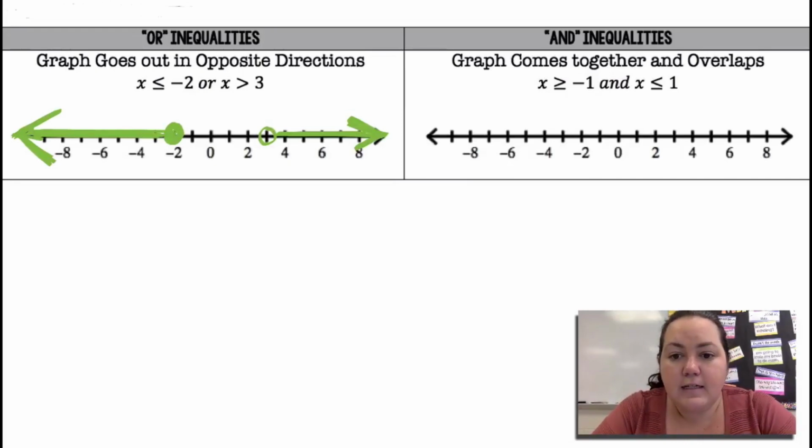If it's an and separating the two, or it might just be together, like your x term might just be in the middle with two different inequality signs on either side, that's also an and. But for the and, they're going to overlap. So if x is greater than or equal to -1, I would go to -1 and shade to the right. And x is also less than or equal to 1, so I'd go to 1, fill in the circle, and shade to the left. So it's overlapping between those numbers.